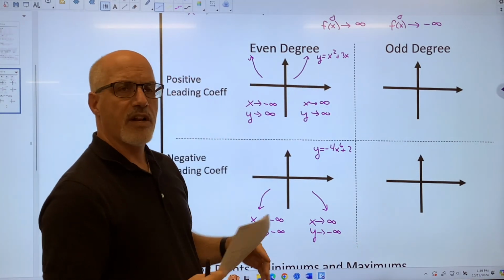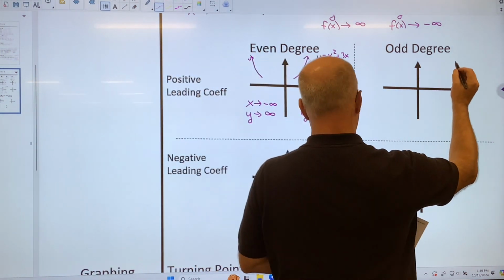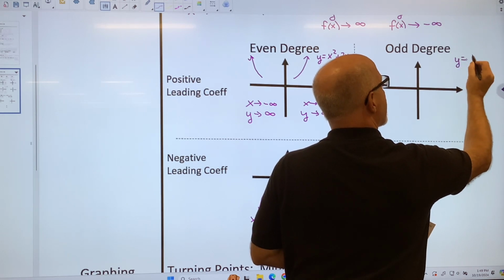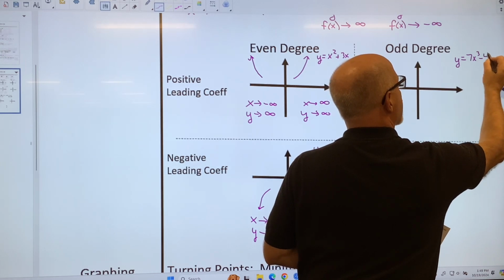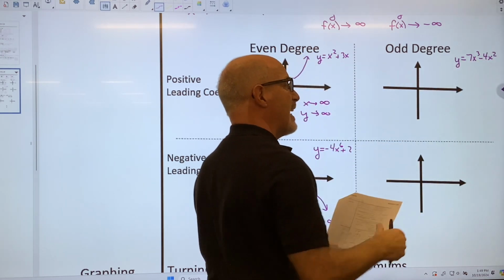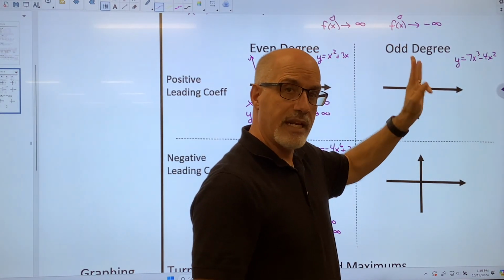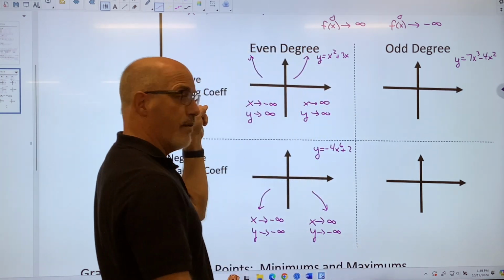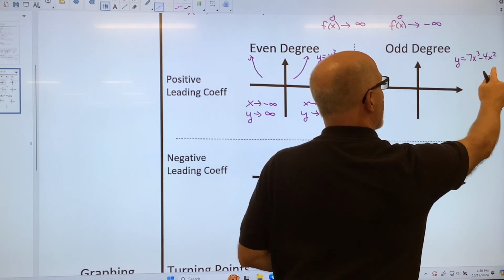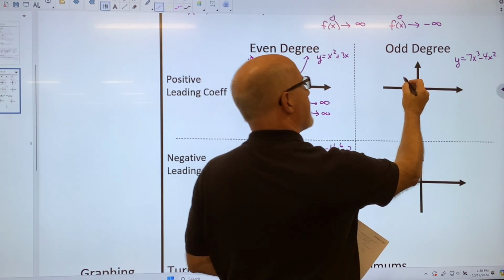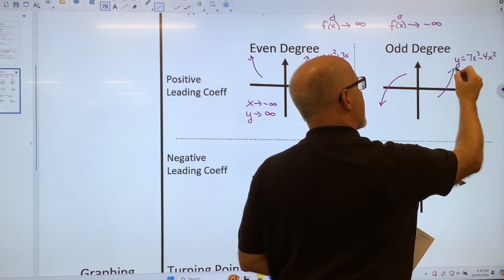Well, what happens if you have an odd degree? We've done linear equations, but this is going to be true for any odd degree. If we had something like y equals 7x to the third power minus 4x squared, that is an odd degree because the largest variable exponent is a 3, that's odd. The leading coefficient is 7, that's a positive number. And so if we have this polynomial, we have the left side going down and the right side going up if you were to look at the graph.